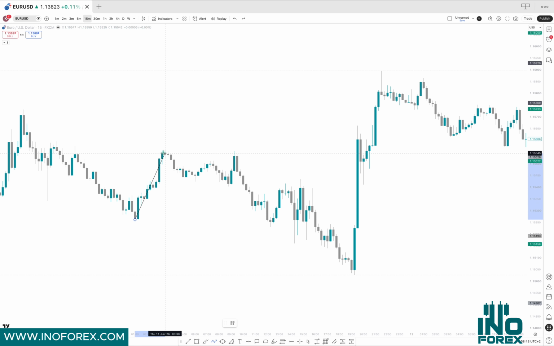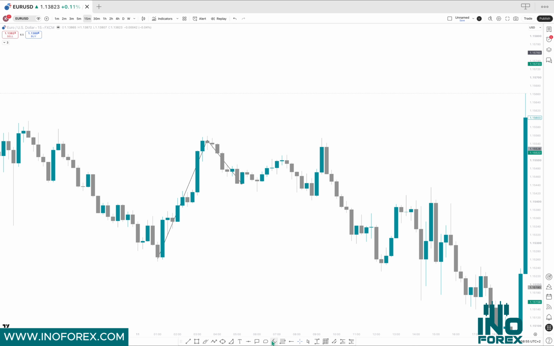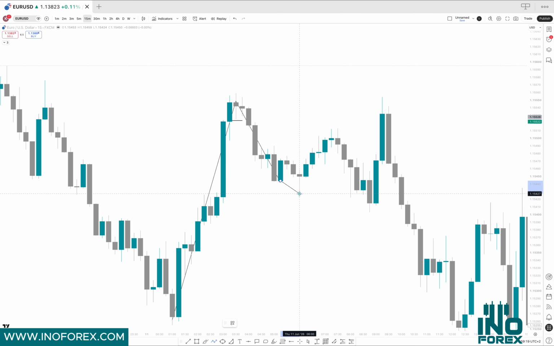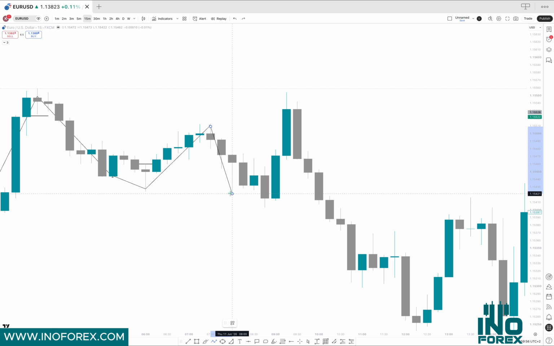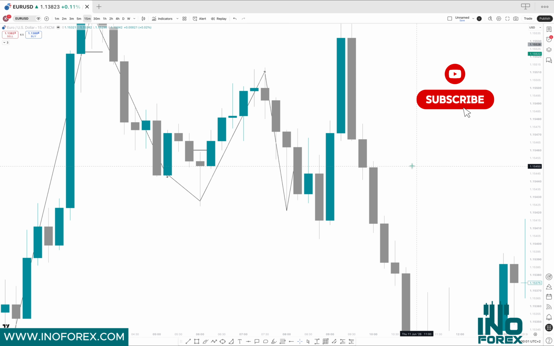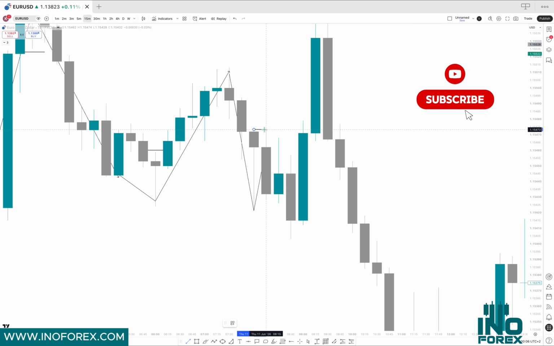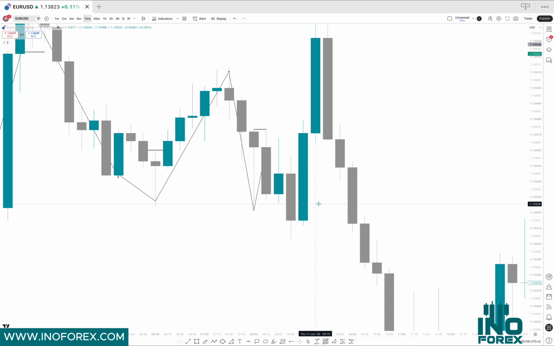Here the market pushed to the upside and created a pullback. Why do we say this is a pullback? Because the market breaks a previous candlestick low. The market pushes to the downside and made another pullback. Why is this a valid pullback? Because the market breaks a previous candlestick high. So this is a valid pullback. Again the market pushed to the downside and created another pullback. Why do we say this is another pullback? Because, as you see, the market breaks a previous candlestick high.